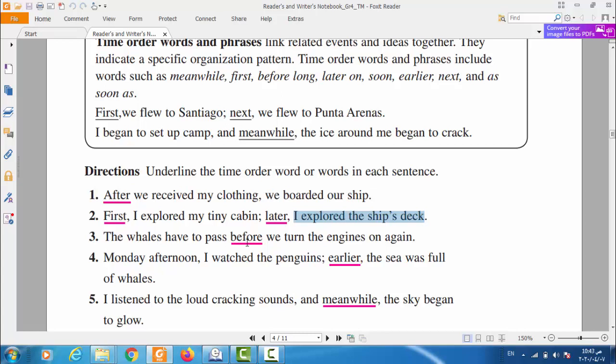Number 4: Monday afternoon, I watched the penguins. Earlier, the sea was full of whales. Here, I have got the word earlier. Earlier means something that happened before this action. So the word earlier here showed us the time order of the story.